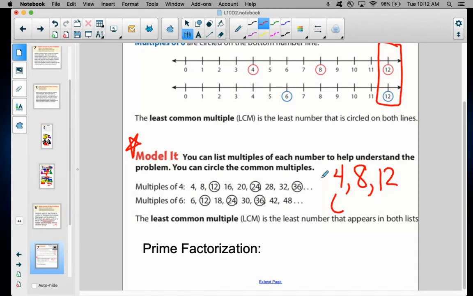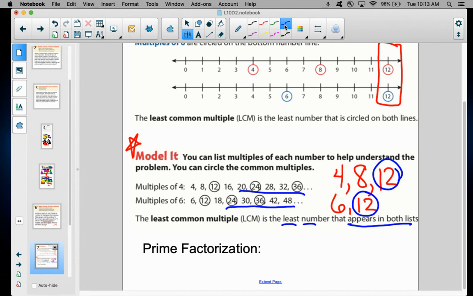And then I'm doing the same thing for 6. 6 times 1, writing down the answer. 6 times 2, writing down the answer. And then I would stop. As soon as I get a match, I have found the smallest number that appears in both lists. They continue, but you don't need to. Okay. So that's the new part.